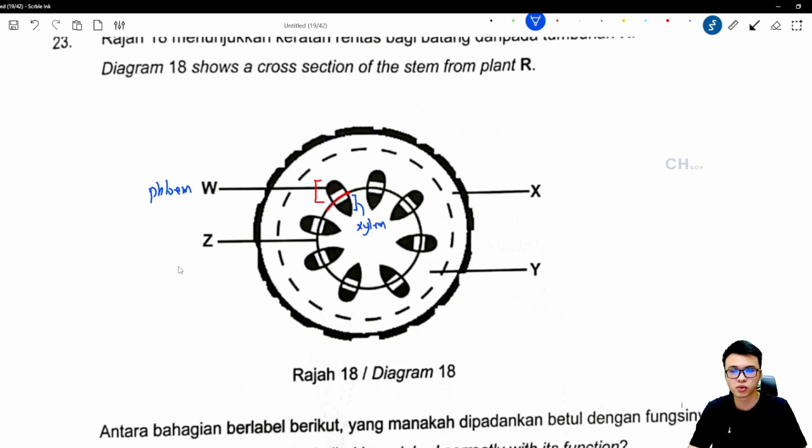So what's the name of this ring? It is called the vascular cambium. How about X and Y? Y is the cortex. X is the cork.